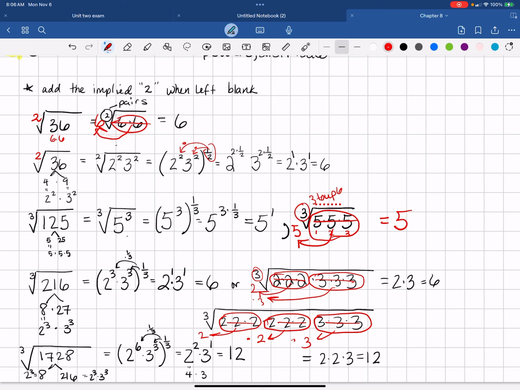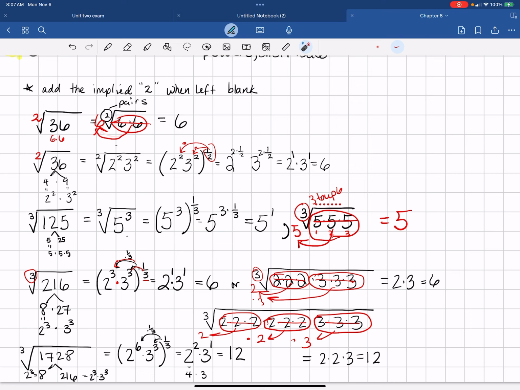216 is 8 times 27, and 8 is 2 cubed, 27 is 3 cubed. So going to the power version, I'm replacing 216 with 2 cubed times 3 cubed, and I'm raising it to the 1/3 power. And then I distribute the 1/3, and you don't have to do this step. You can sort of know that 3 times 1/3 is 1, 3 times 1/3 is 1, and you can just kind of start skipping.